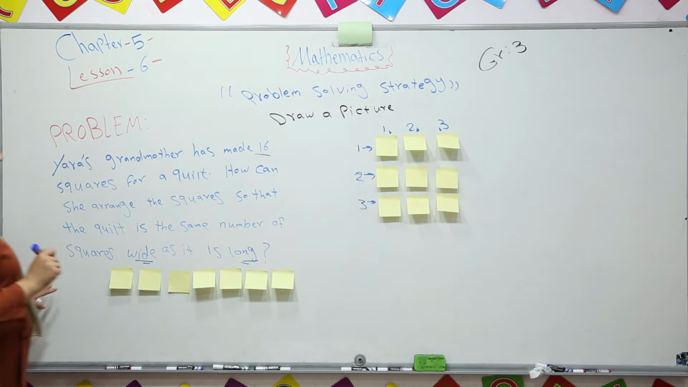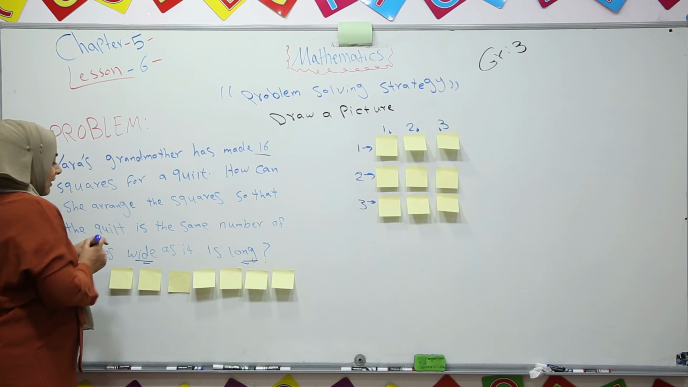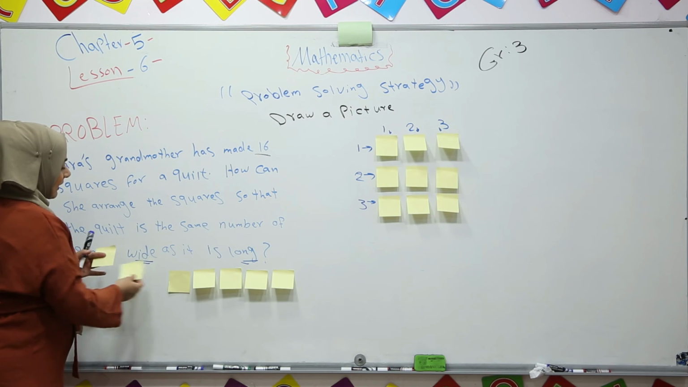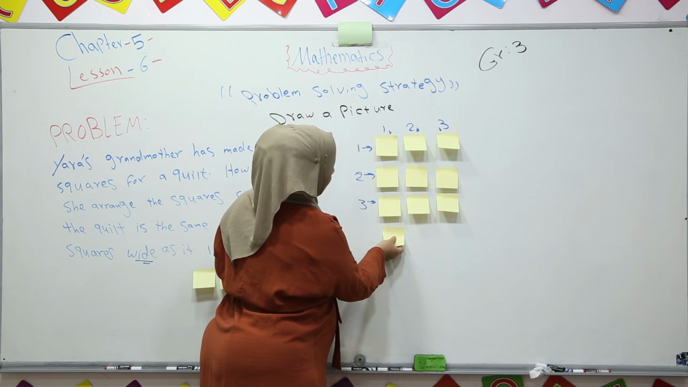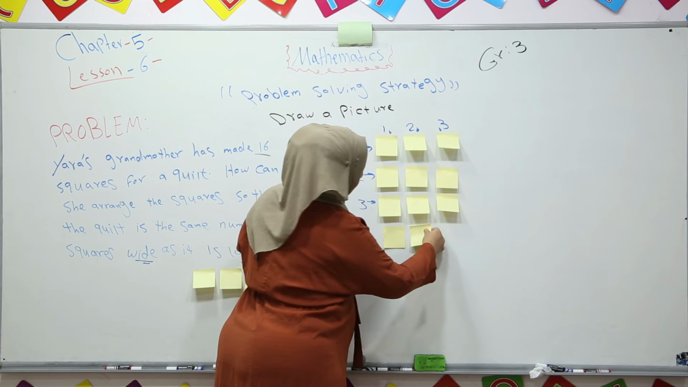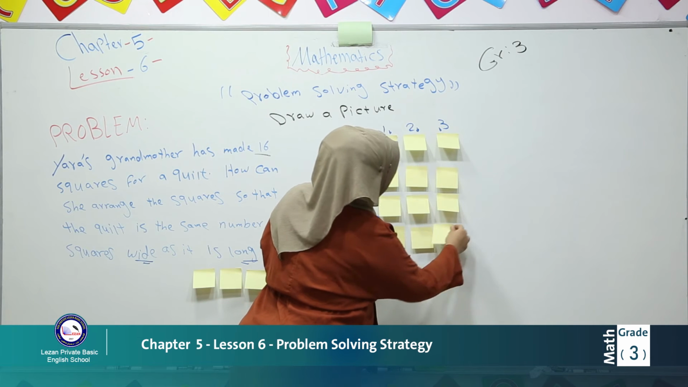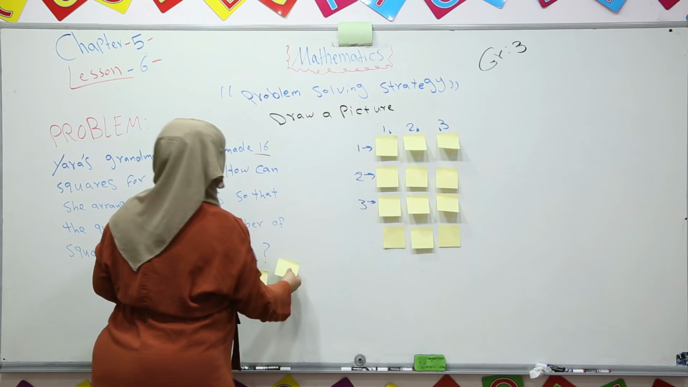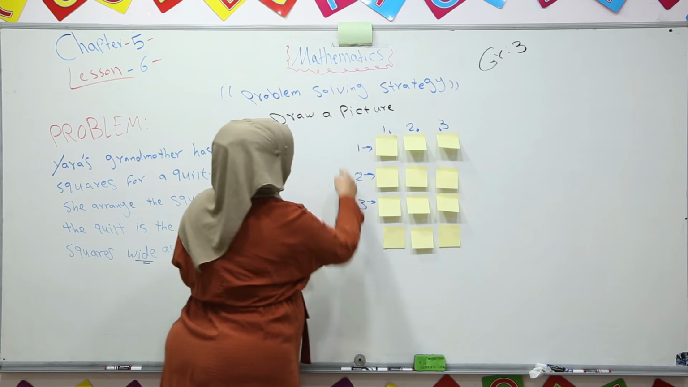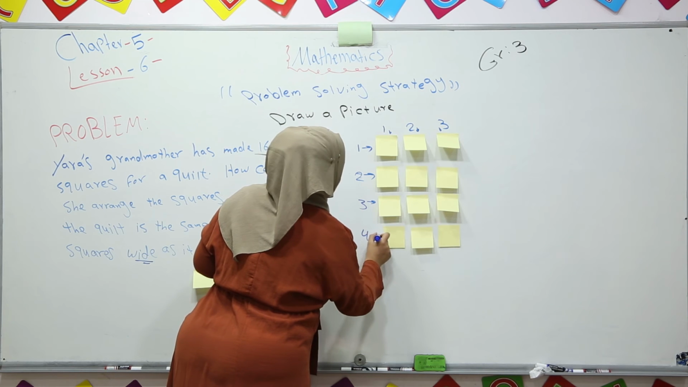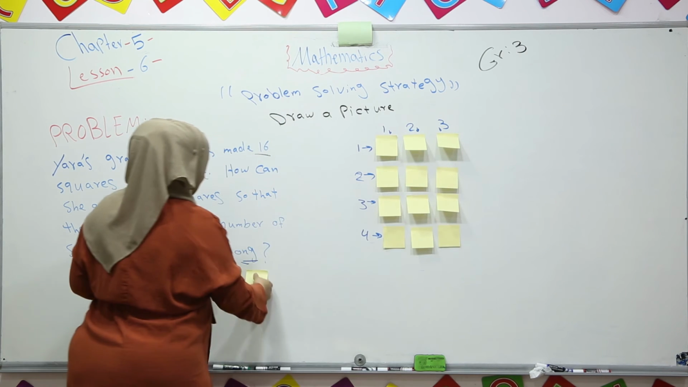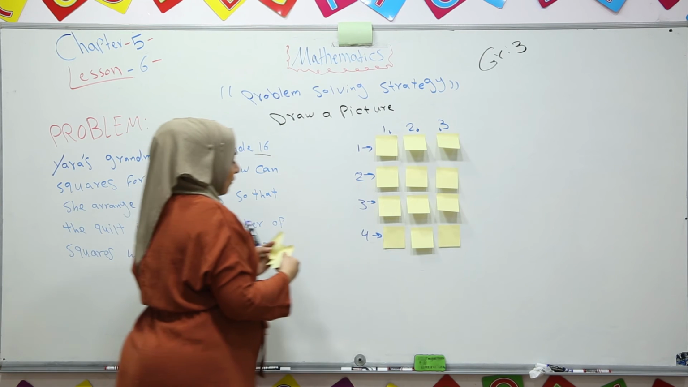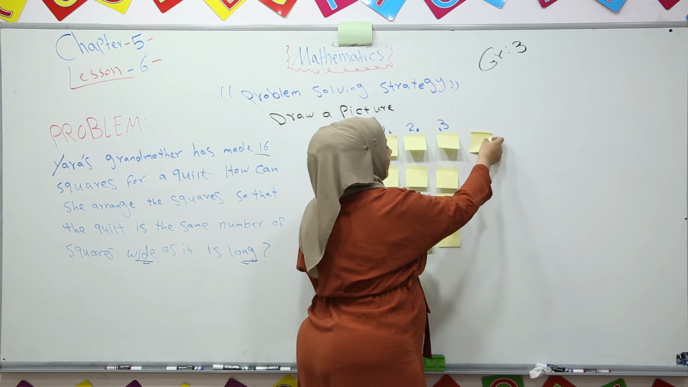But still I have more squares. So let's add another row and another column for it. Okay? We should use all our squares here. Now I have 4 rows, but I only have 3 columns. I should also have 4 columns.